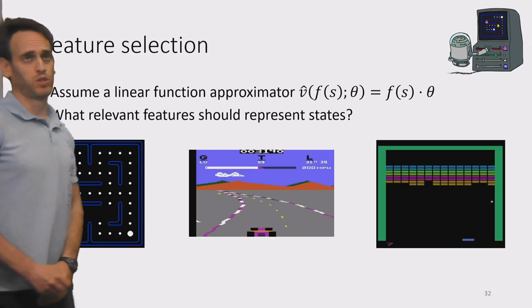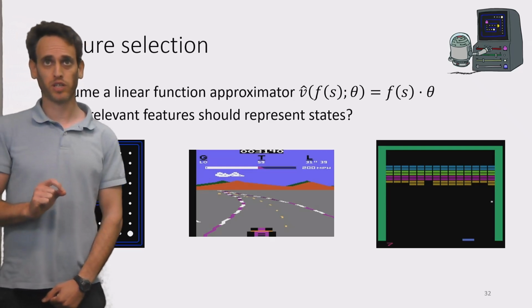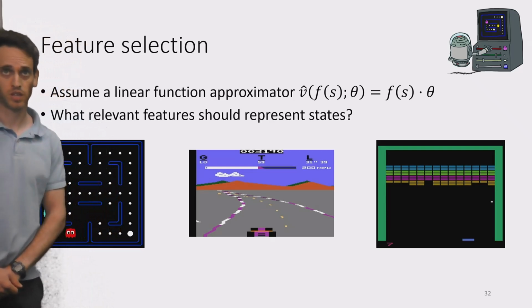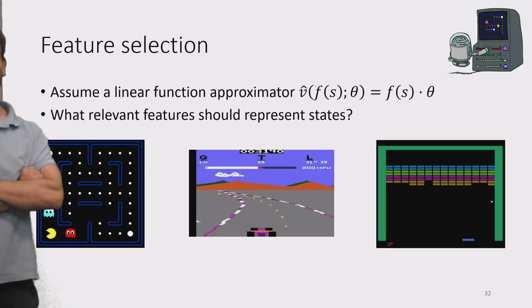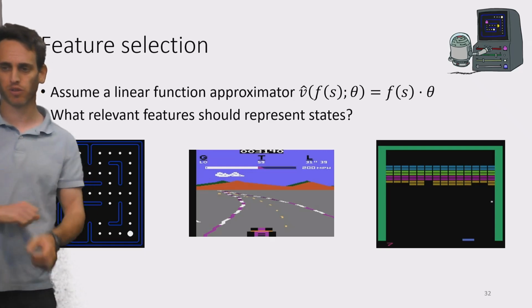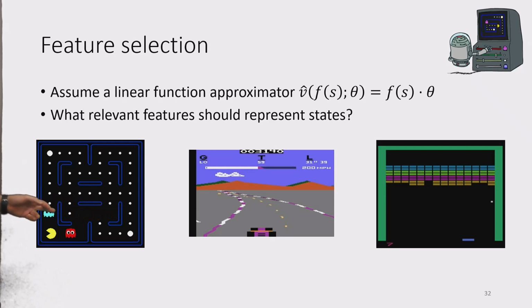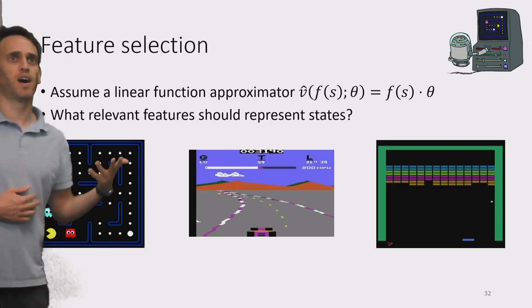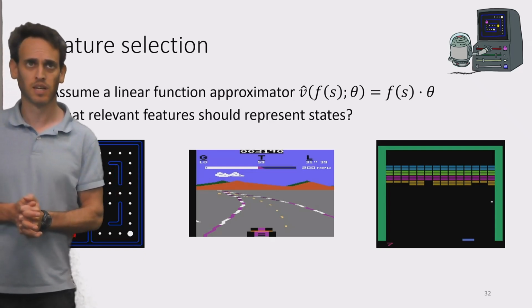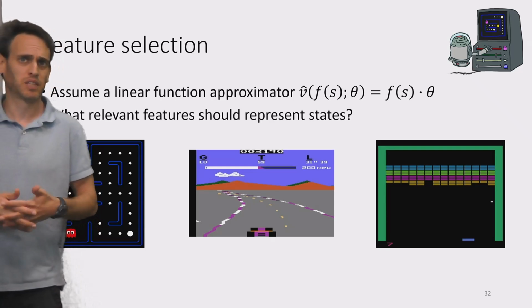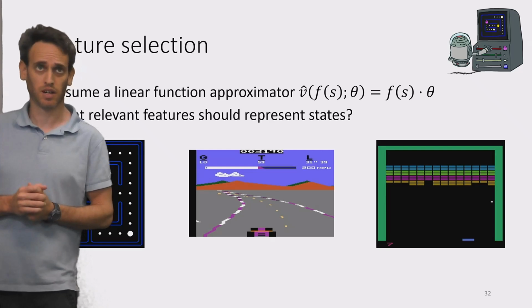One last thing that I would like to discuss that is specifically important for linear approximators would be feature selection. If we assume a linear function approximator, we need to define relevant features in order to represent a state. For the Pac-Man case, we saw an example where we said, well, maybe we should consider the distance to the ghost and maybe the distance to the closest food pellet, or how many food pellets are still left, and stuff like that. You can think of other features that are relevant for representing a state. But each domain will probably require different high-level features.